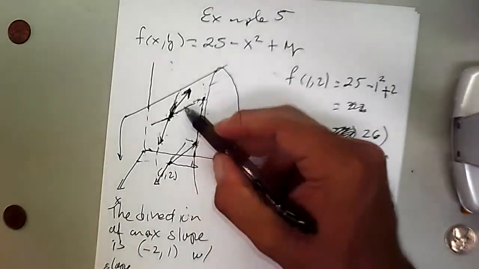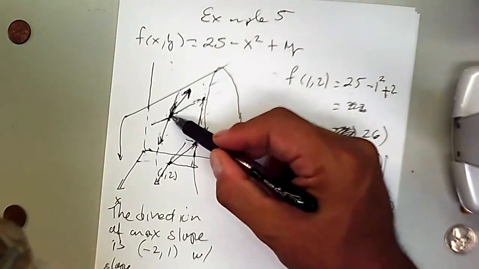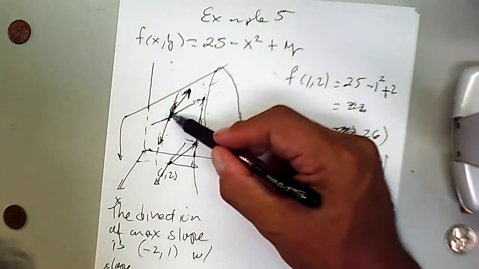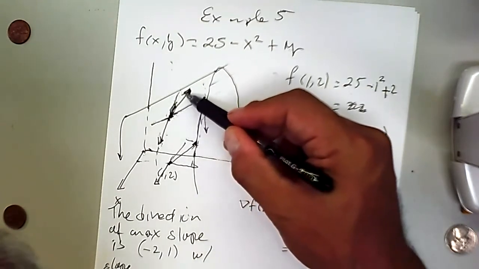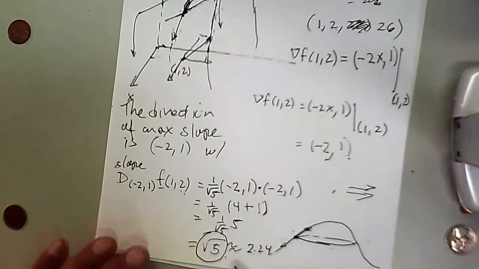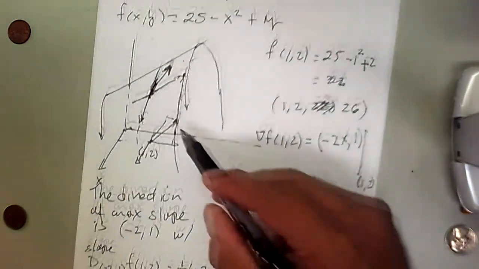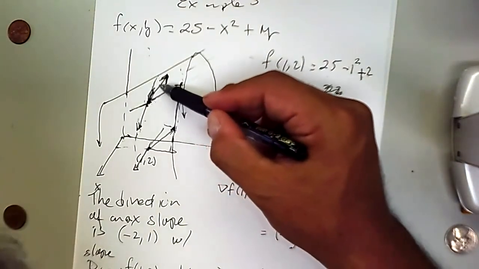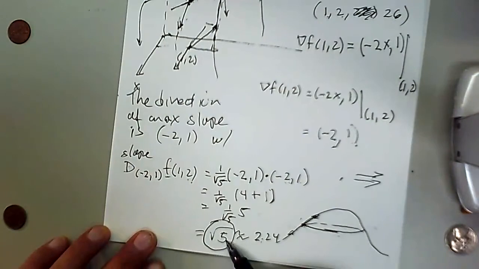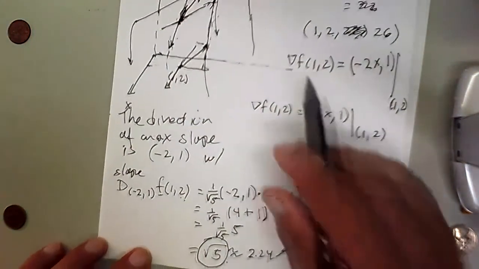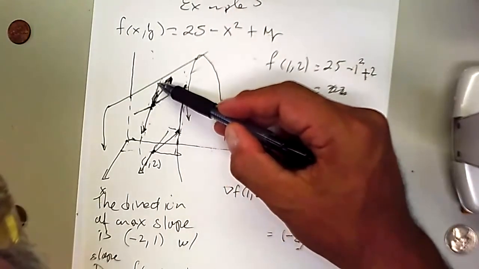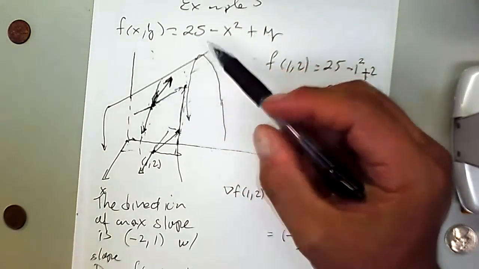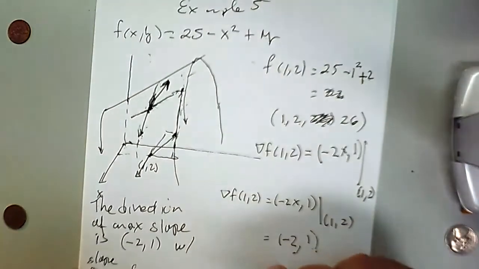So if we climb this way, the slope is 2 because the slope was -2. If we climb this way, it's 1. If we go in the maximum, the hardest possible way to go, we're going to go in the direction -2, 1, which is towards the y-axis. And we're going to have a slope of exactly the square root of 5, which is about 2.24. So the slope is going to be higher than if we were going here. We're going to go higher.